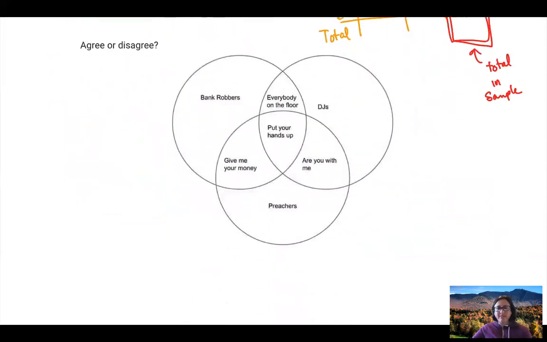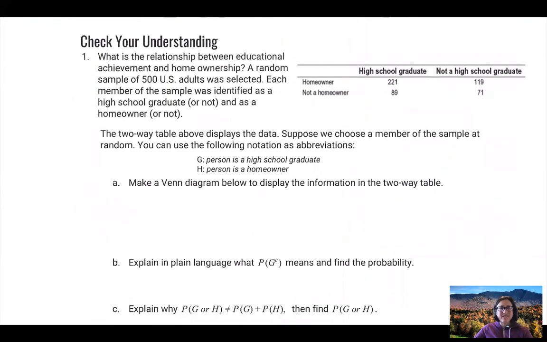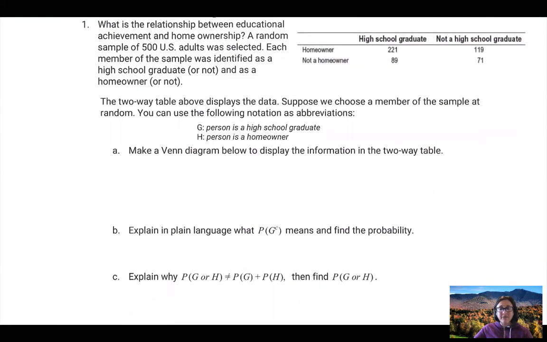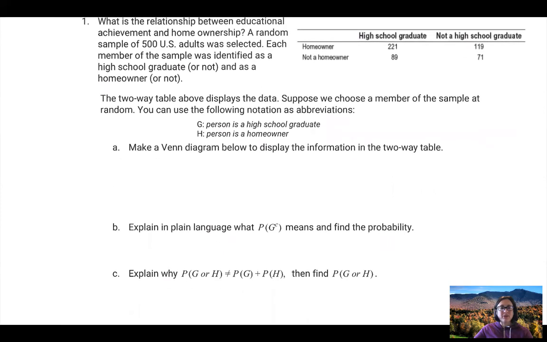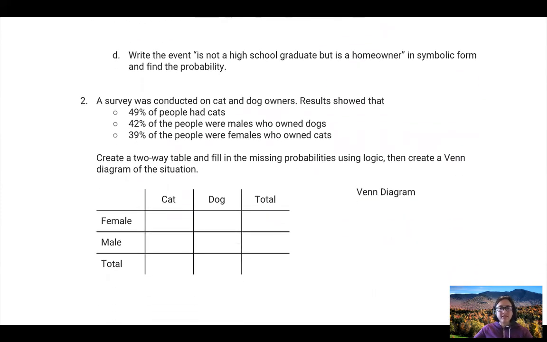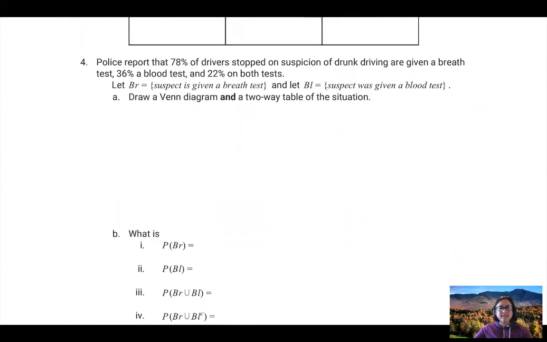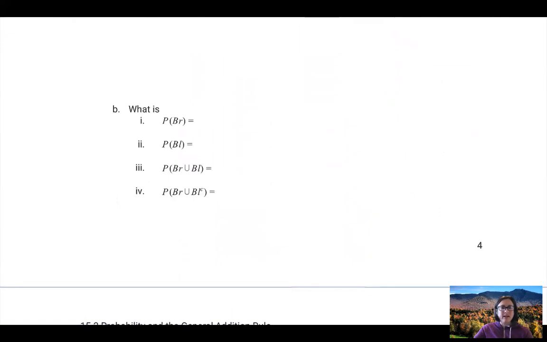There is a fun little Venn diagram that you can check out on here if you want, see if you agree with it or not. And then down below are some of the check your understandings that you can do to turn in. There are a lot of them. There's some extra ones if you want more practice. So the first page I want everyone to do. It's very similar to what we just did. And then down below, there is some extra practice that you can do if you want.